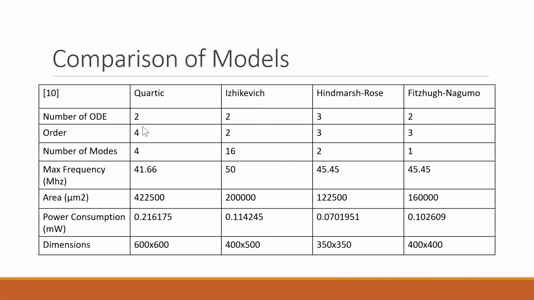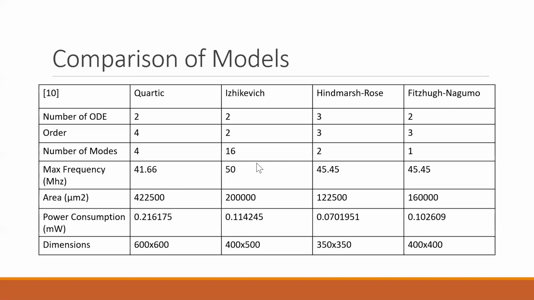The order of the differential equations here also matters. Here, Cordic uses 4, Izhikevich uses 2, Hindmarsh-Rose uses 3, FitzHugh-Nagumo uses 3. Izhikevich has the highest number of modes of spiking of all these neurons. Now, when we look at max frequency, Izhikevich performs best.